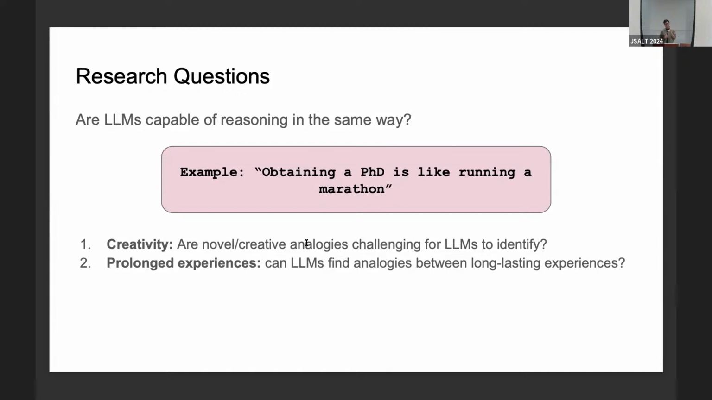The research question we wanted to explore in our paper was: if analogical reasoning is so useful in humans, are LLMs capable of doing the same thing? The two sub-questions we ended up posing are: are novel or creative analogies more challenging for LLMs to identify? And can LLMs find analogies between long-lasting experiences? What we mean by a long-lasting experience is, consider the example: obtaining a PhD is like running a marathon. Both the source and target domains entail somewhat long experiences. A marathon is already a pretty long experience, and obtaining a PhD is a much longer one. Because of the similar relational structures between either domain, we can say that this is a fair analogy.